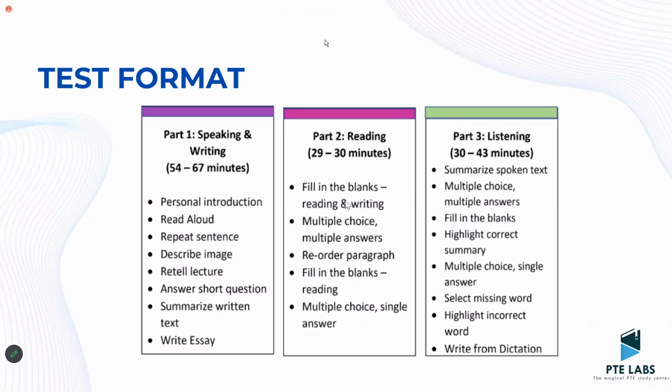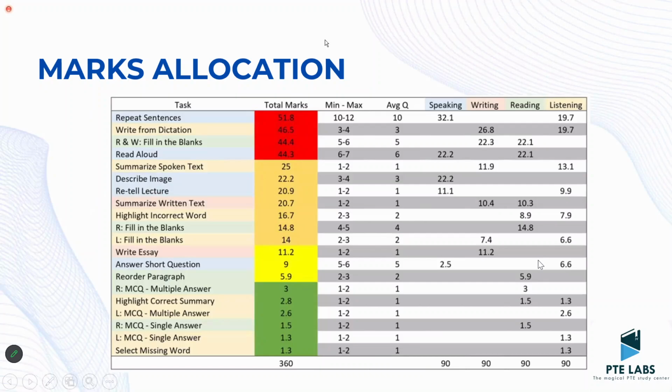Right. I hope you can see the screen now because I shared it again. Let's go to the marks allocation grid. Now you can see the grid has all the 20 components that you'll be completing in the PT test. But we're not going to look at everything. We will be looking at only the reading components.